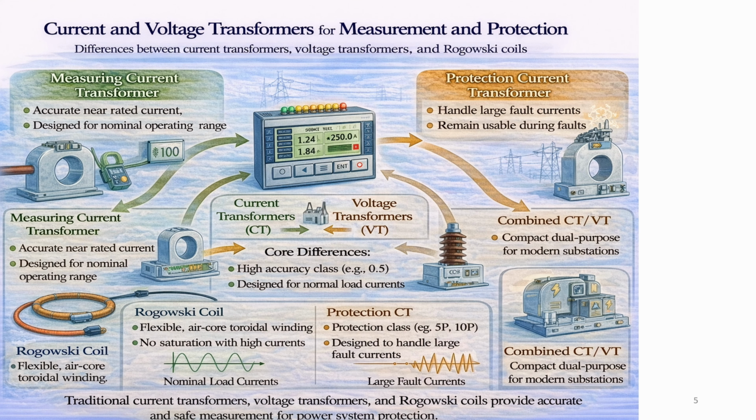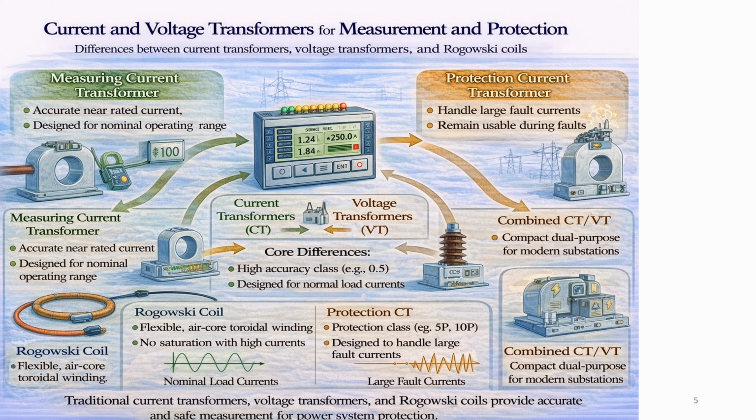Protection current transformers face different challenges. The main problem is error increase during high currents. This happens due to core saturation and periodic DC components in short circuit currents. These effects cause additional magnetization of the core and loss of accuracy. Protection current transformers use accuracy class such as 5P and 10P. The letter P indicates protection application.